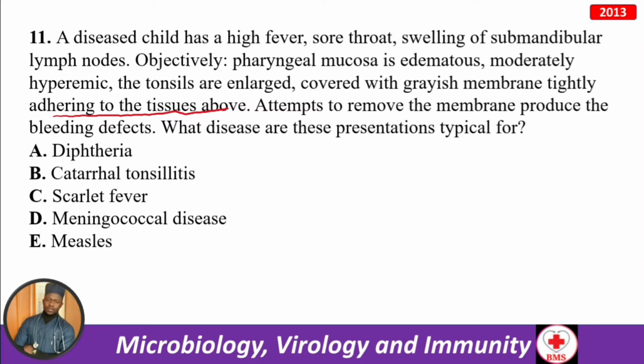Right, so where is the buzzword? Right, grayish membrane tightly adhering to the tissue above. This is a pseudomembrane, right? And in that region, there will be high levels of toxins, and if you remove it, then there will be bleeding, and also there will be intoxication. The toxin will move into the bloodstream, right? So this is actually diphtheria, right? Caused by what? Corynebacterium diphtheriae.